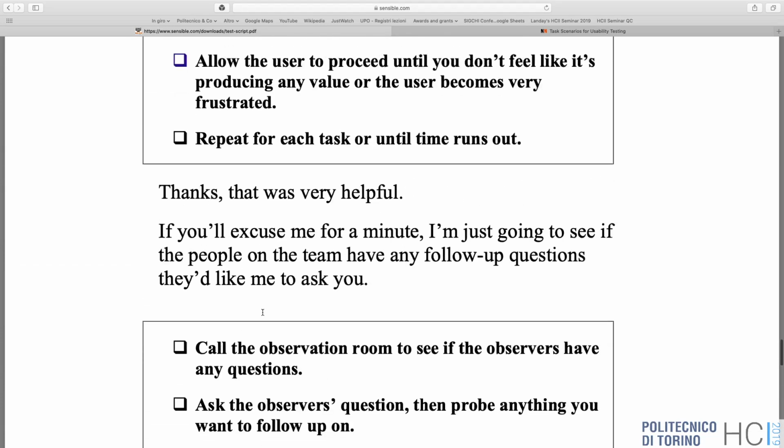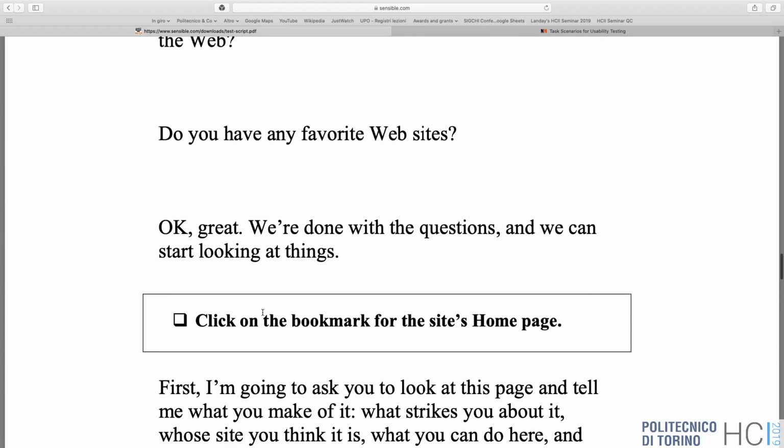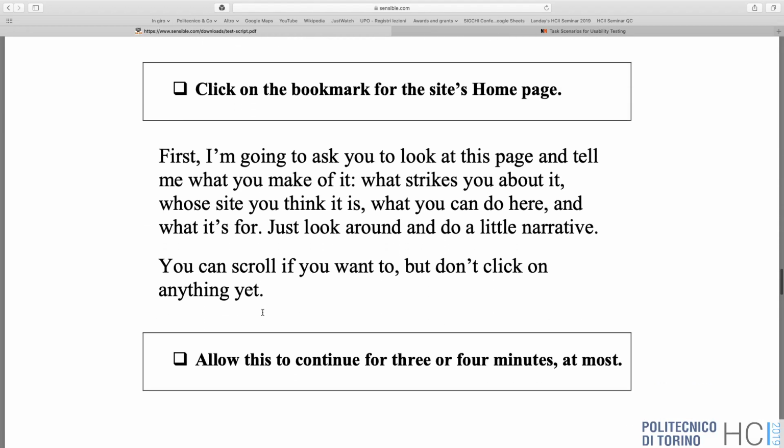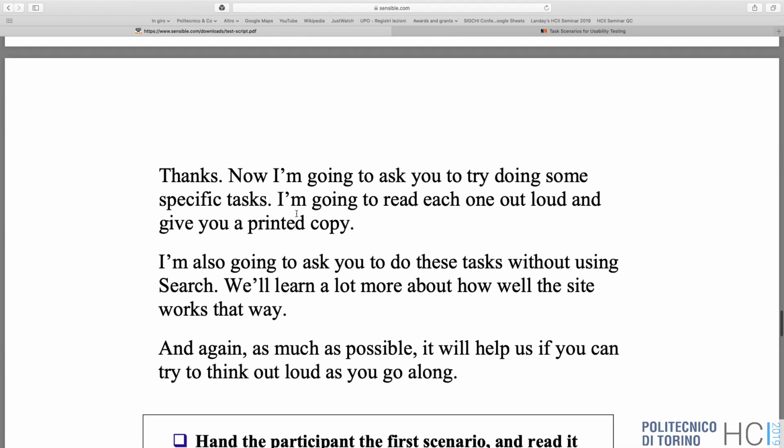Here, for instance, you don't have the task in the script. It's quite typical not to have them. At a certain point it will say, now I'm going to ask you to try doing some specific task. I'm going to read it out loud and give you a printed copy. And so here it gives the participant the task, and since it reads the task that is written on a separate paper, these are not reported here.